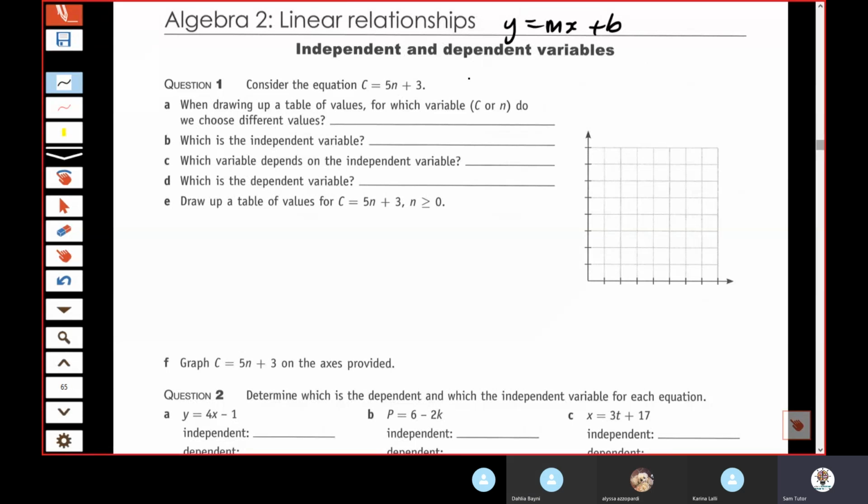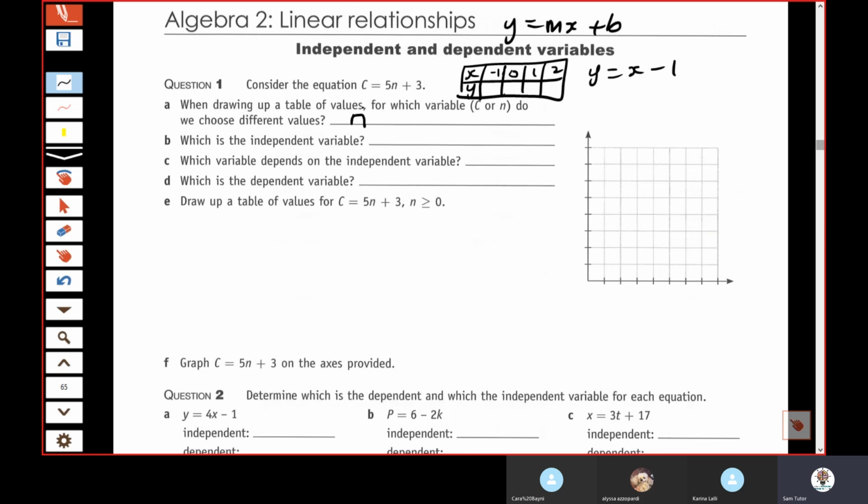N is correct. So usually when you had your table of values, it looked like this, and X was on top, Y was on the bottom, and the equation you would have had would have been something like this. So X would have been the numbers or the values that we were changing, you know, -1, 0, 1, and 2. And then for those X's, we were finding Y's, right? So when drawing up a table of values for which variable, C or N, do we choose different values? It is for N.